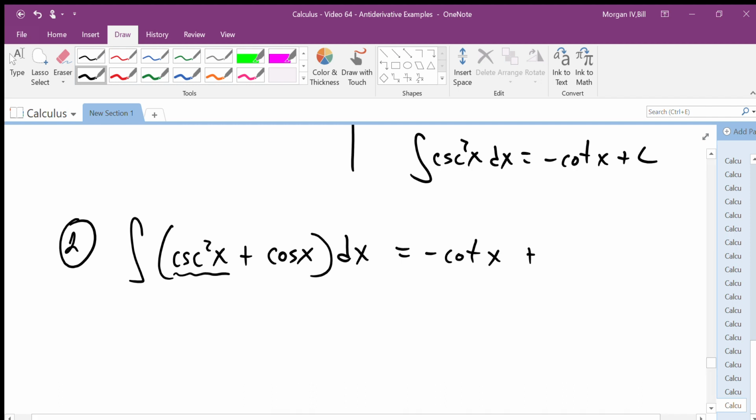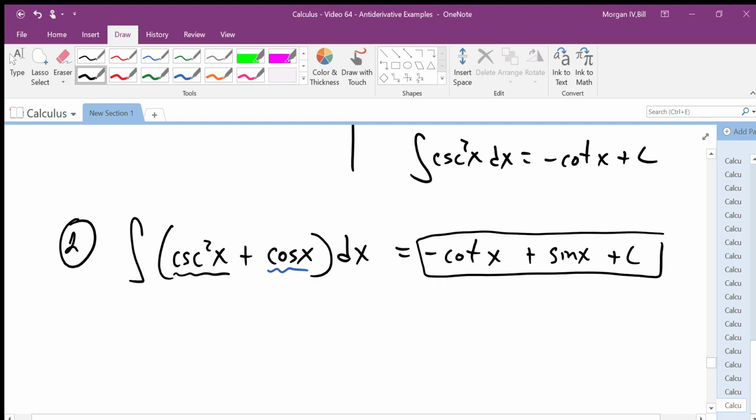Plus, now let's look at the cosine. What trig function, if I take the derivative of it, gives me cosine of x? That is a positive sine of x, and then plus c. And that's how we do the antiderivatives for trig functions.